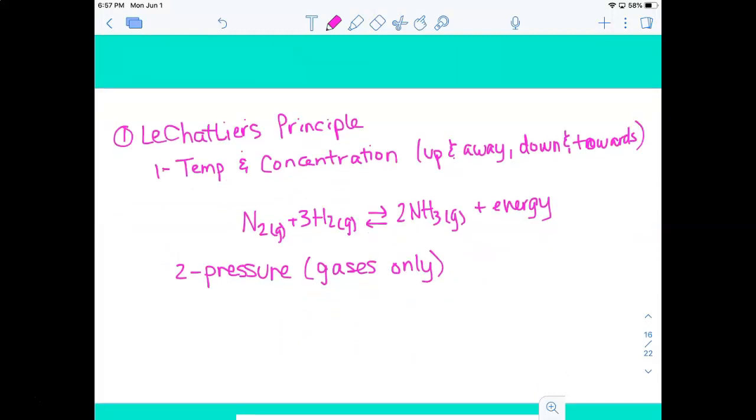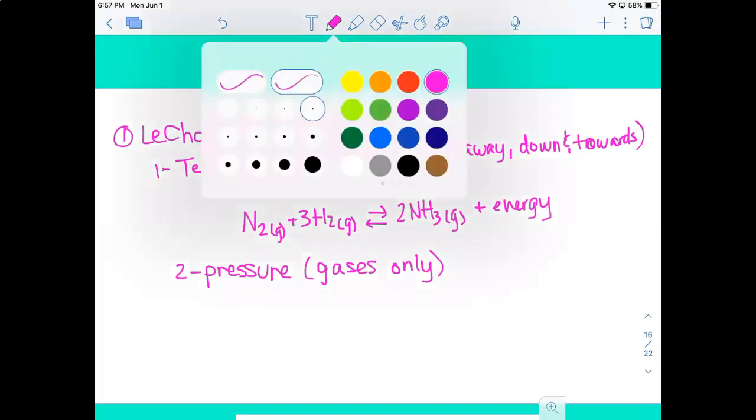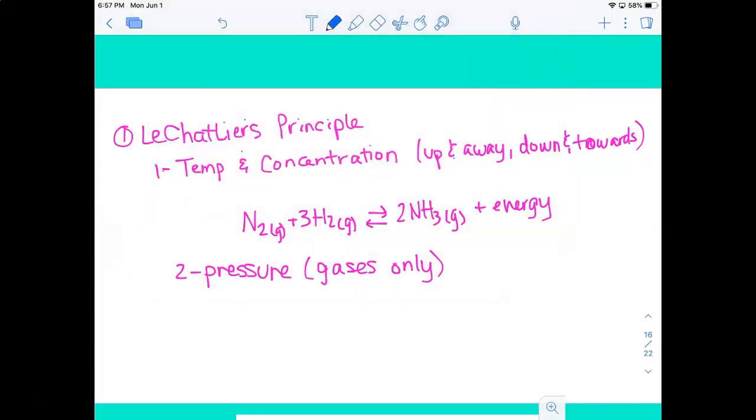So what you want to do is you want to count up the number of gases on each side. So for this reaction here, I have 1 nitrogen and 3 hydrogens. That's 4 gases on this side, and I have 2 gases on this side. So whichever side has the most gas has the most pressure. So this left side has more pressure, this right side has less pressure.